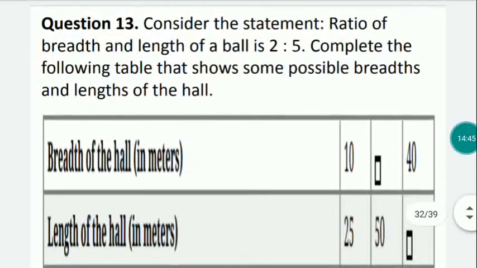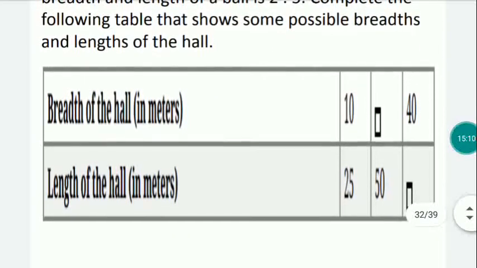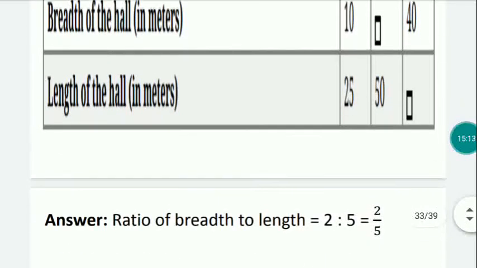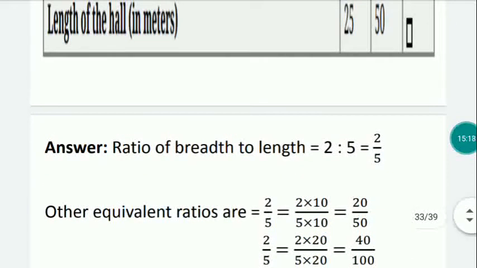Now next question 3. Consider the statement, a ratio of breadth and length of a hall is 2 as to 5. Complete the following table that shows some possible breadths and lengths of the hall. Ratio of breadth and length is given 2:5, and we have to complete the following table that shows some possible breadths and lengths of the hall. Okay, now here ratio of the breadth and length is given 2:5, which is equal to 2/5.